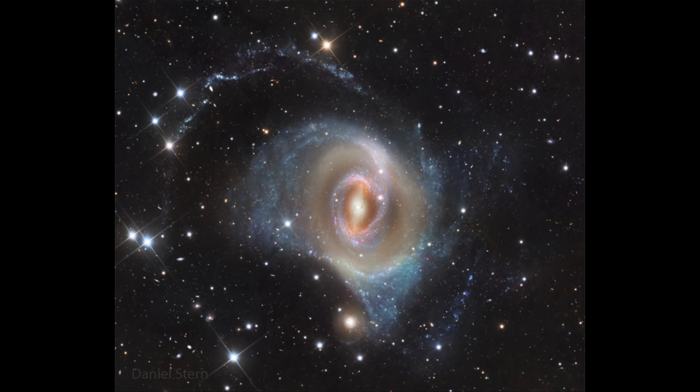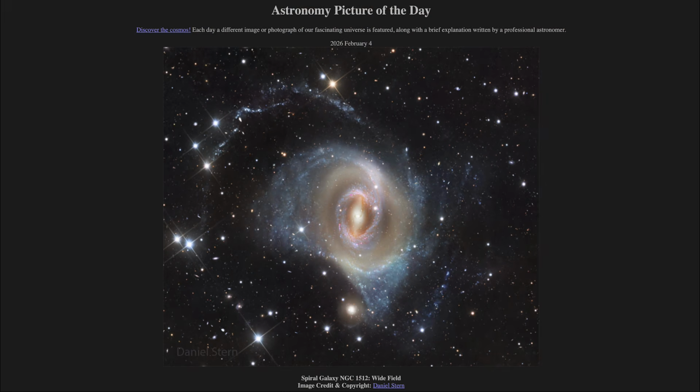So we know that they're groupings and clusters of stars, gas, and dust, but they evolve in time in different ways. Others through massive collisions that occur. So there's some combination there, and at certain stages they may give off various different appearances. In this case, this one giving us the rings that we're looking at in NGC 1512. So that was our picture of the day, titled Spiral Galaxy NGC 1512 Wide Field.